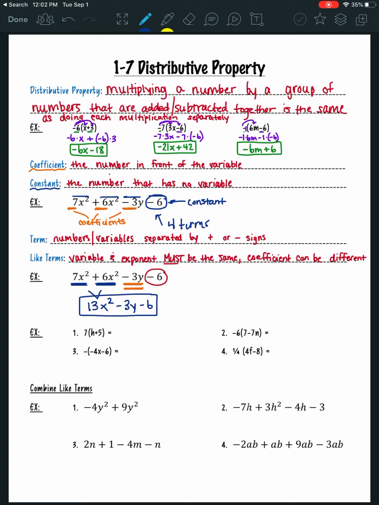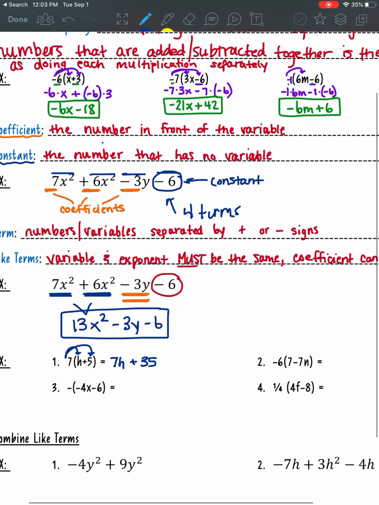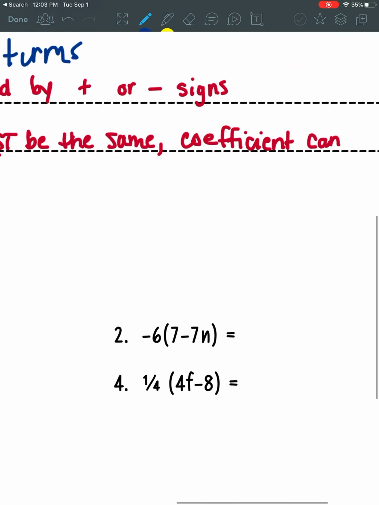So let's do some examples. If you would like to kind of challenge yourself here, I would pause the video and work out those 6 examples and then play it and see if you get the same answers as me. All right, so first example here, 7 times h, we can write as 7h. 7 times 5, everything is positive, so plus 35.